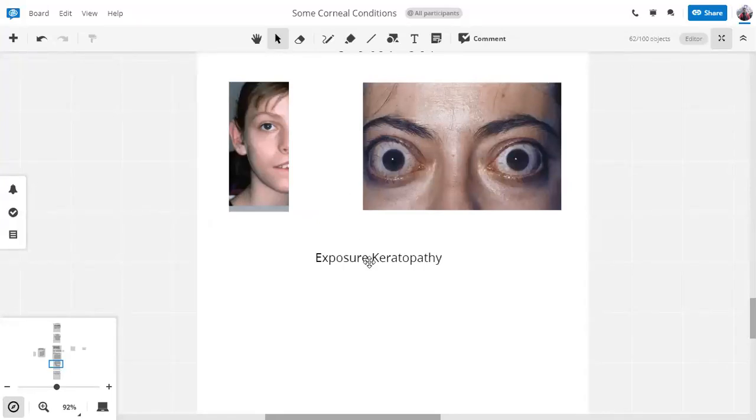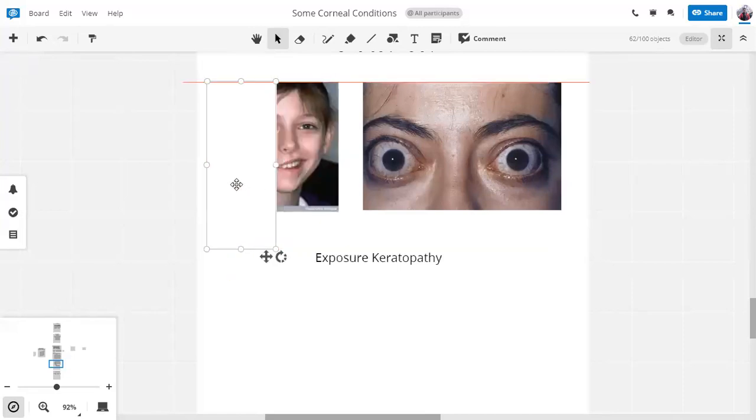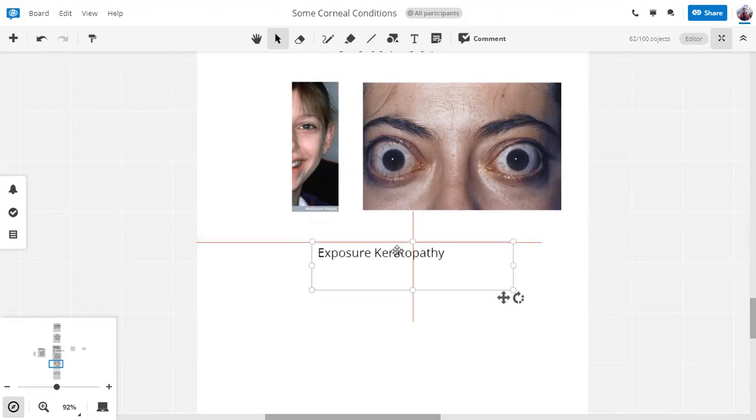किन लोगों में डिजीज होता है? Exposure keratopathy. थायराइड आई डिजीज में होता है, और बेल्स पाल्सी में होता है. थायराइड आई डिजीज, बेल्स पाल्सी, lagophthalmos, कोमा में, in any condition in which the person is not able to close their eyes and due to that they develop abrasions, they develop ulcers, non-infectious ulcers, exposure, wind की वजह से, anything like that. That is called exposure keratopathy.